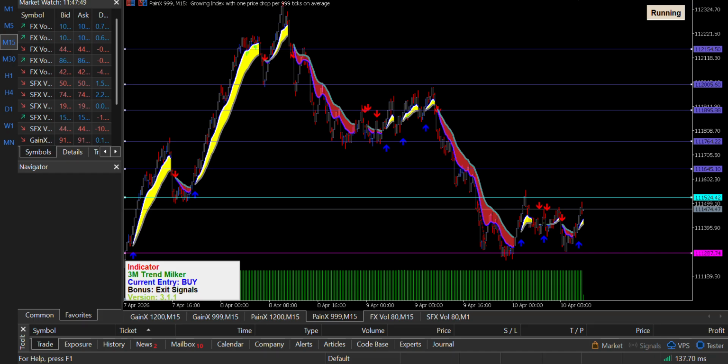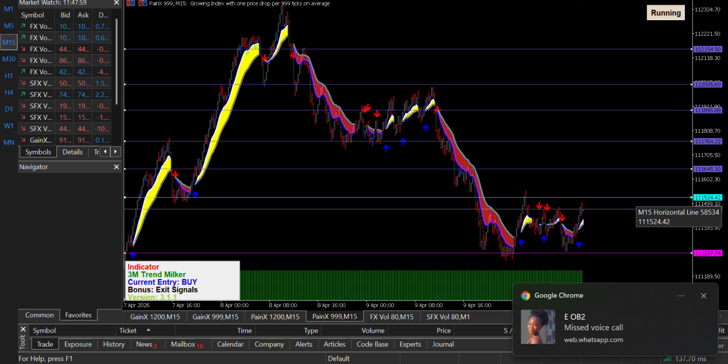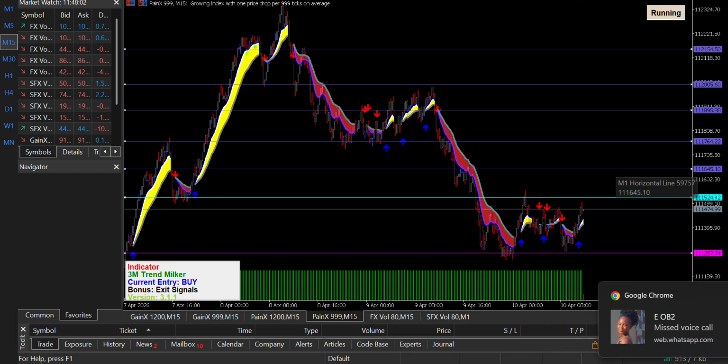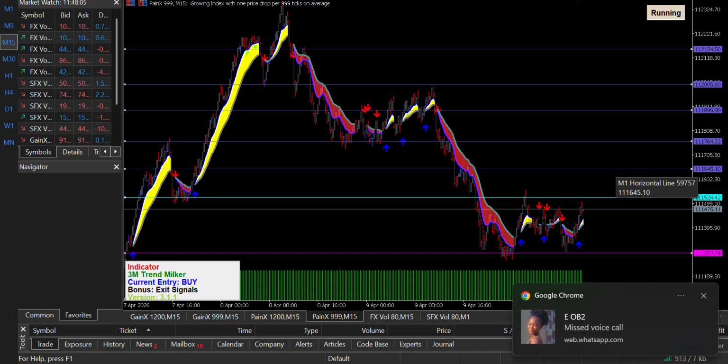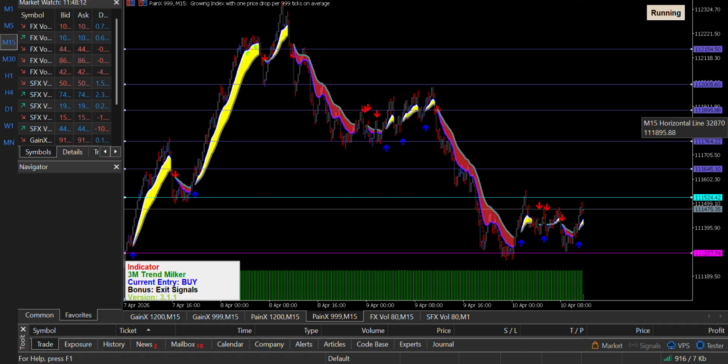Okay, for instance, I am having 5 orders here. If this order is activated, 5 orders will be activated for me. Okay, so right here, once they get to TP1, the first order will close. Once they get to TP2, the second order will close. Once they get to TP3, the third order will close. And once they get to TP4, the fourth order will close. And TP5 will close the last order. Okay, so that is how you can go about it.